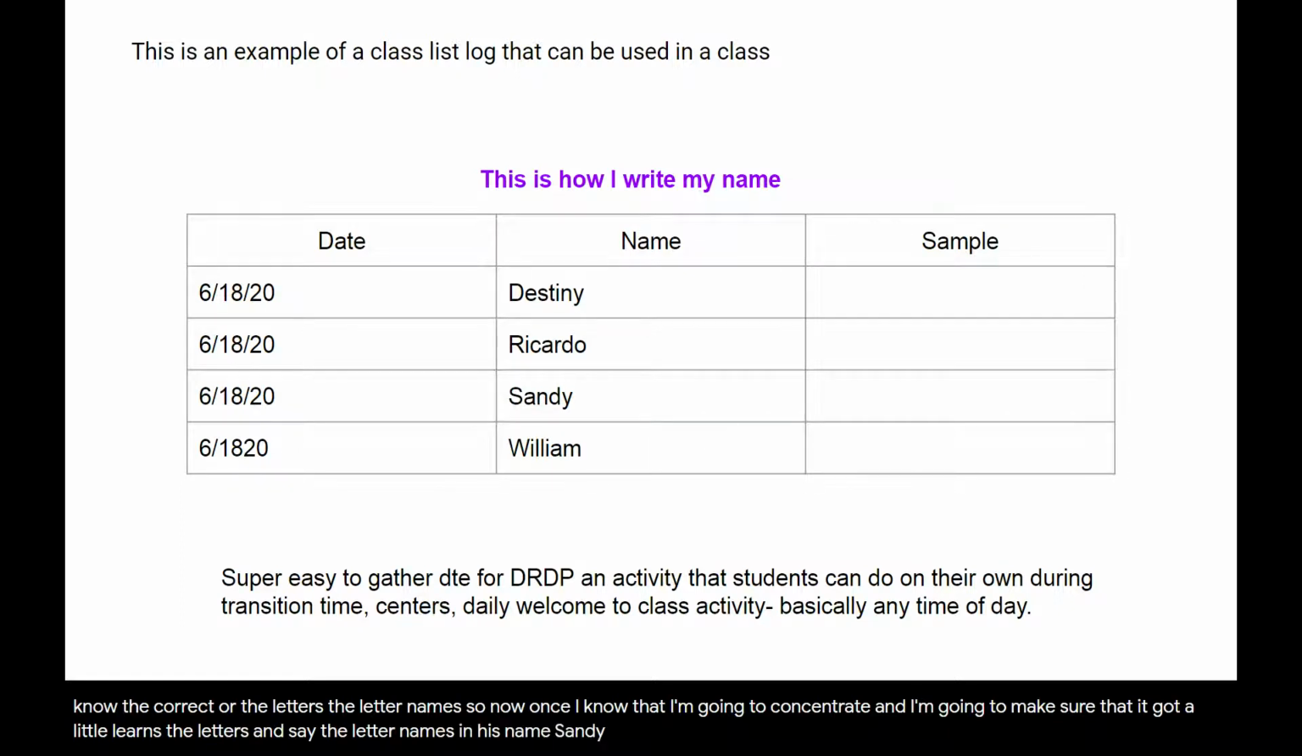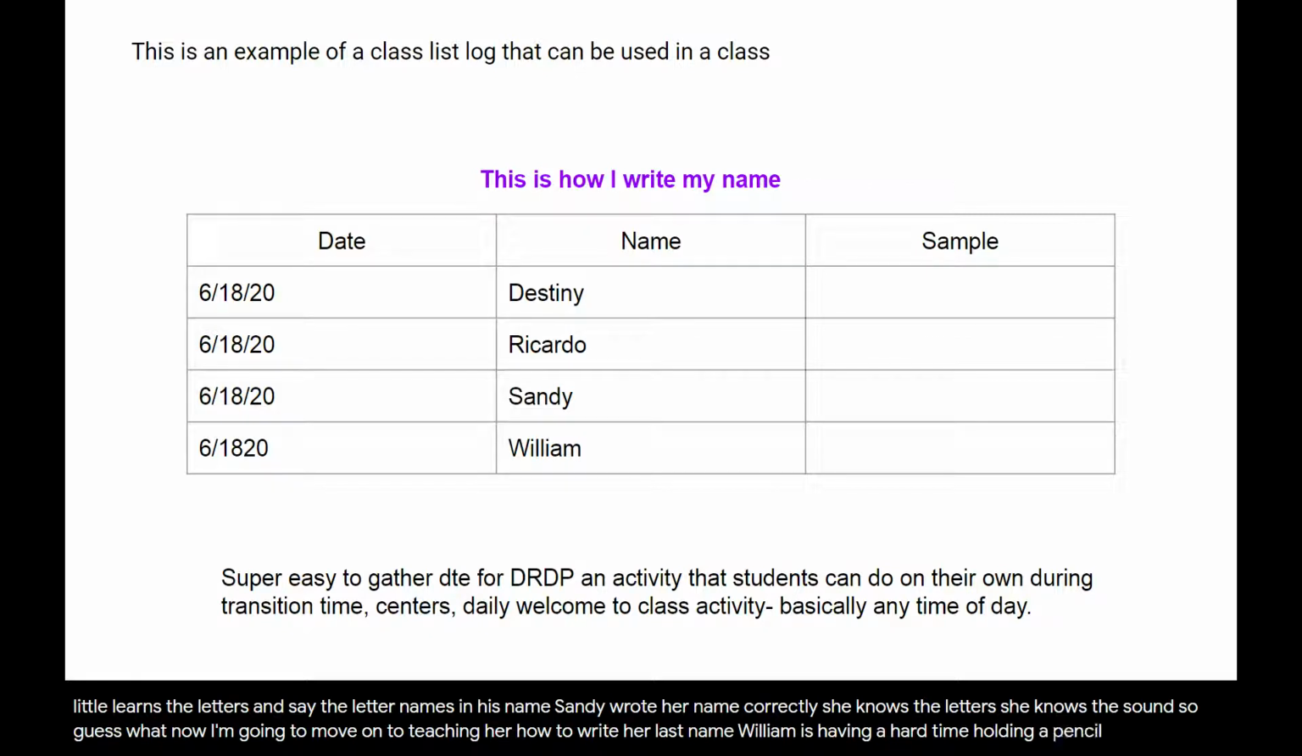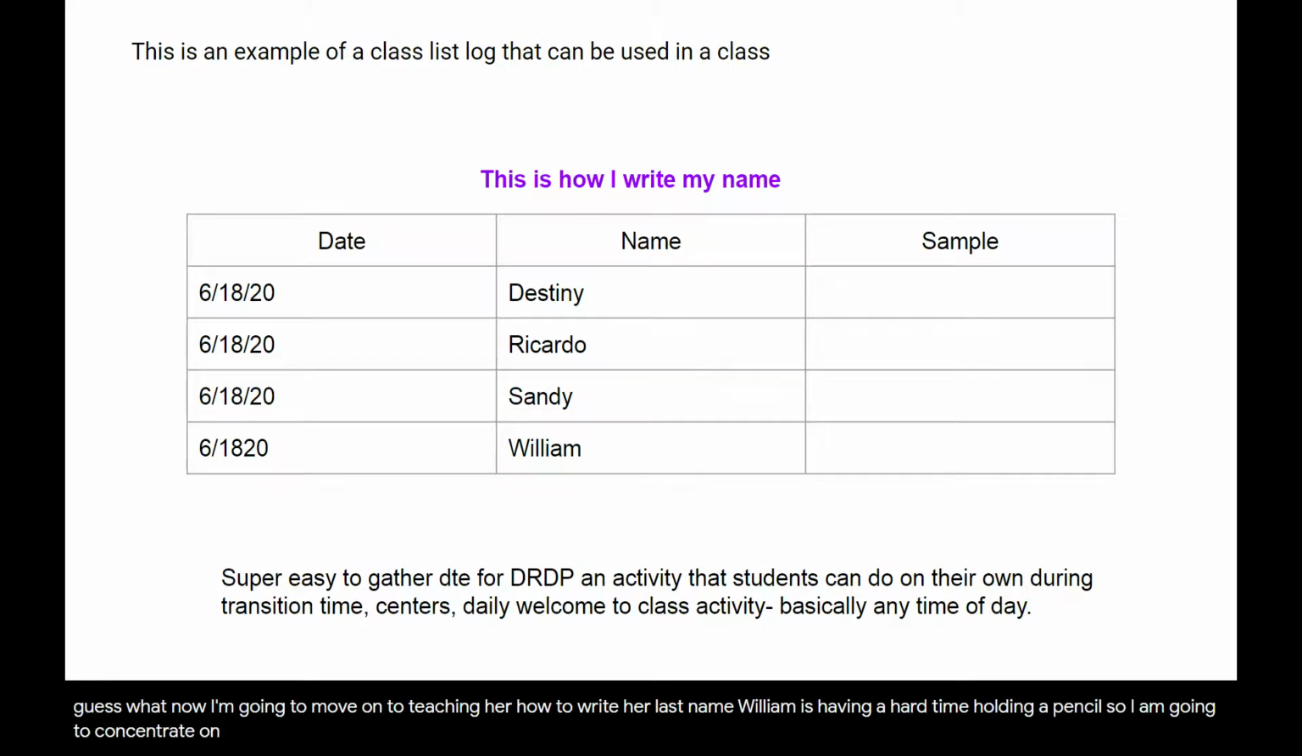Sandy wrote her name correctly. She knows the letters. She knows the sounds. So guess what? Now I'm going to move on to teaching her how to write her last name. William is having a hard time holding a pencil. So I am going to concentrate on helping William develop strength in his fine motor skills so that he has a better opportunity to write his name.